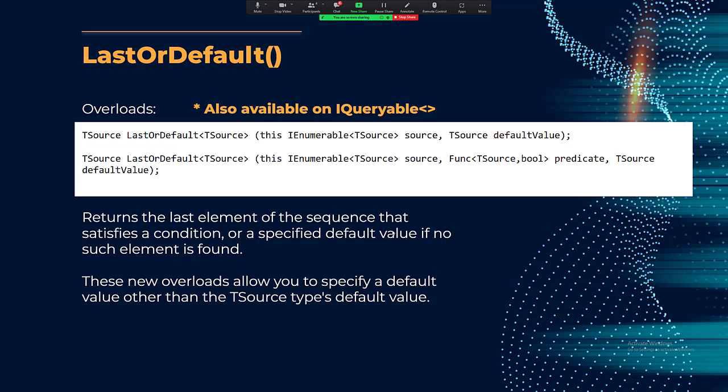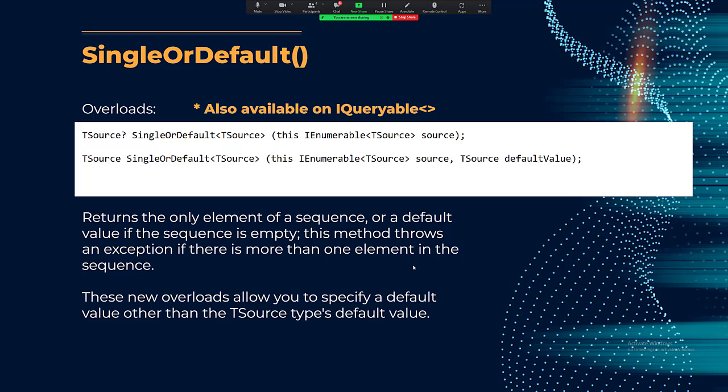Okay, last or default, I'm not even going to bother with that. It does the same thing. It just picks a different element out of the source, but has the same behaviors, same parameters, and same purpose. Single or default, same thing. Actually, I don't have examples for that anyway, so it doesn't matter. I didn't point this out either, but where I've noted that these are also available on IQueryable, you would surmise then correctly that these overloads that I put in here are just the IEnumerable overloads. So you would have an equivalent overload for the IQueryable.